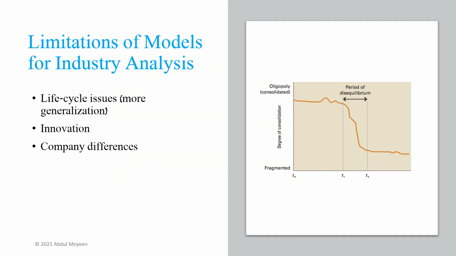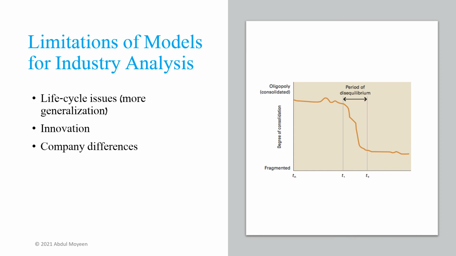So what we have seen is that the competitive forces, strategic groups, and the life cycle models provide useful ways of thinking about and analyzing the nature of competition within an industry in order to identify opportunities and threats. However, each of these has limitations, and managers must be aware of their shortcomings. Let's focus on those shortcomings. First one is life cycle issues. It is important to remember that the industry life cycle model is a generalization.